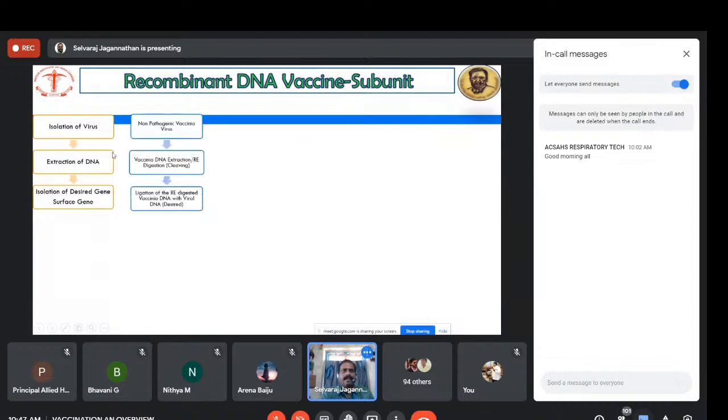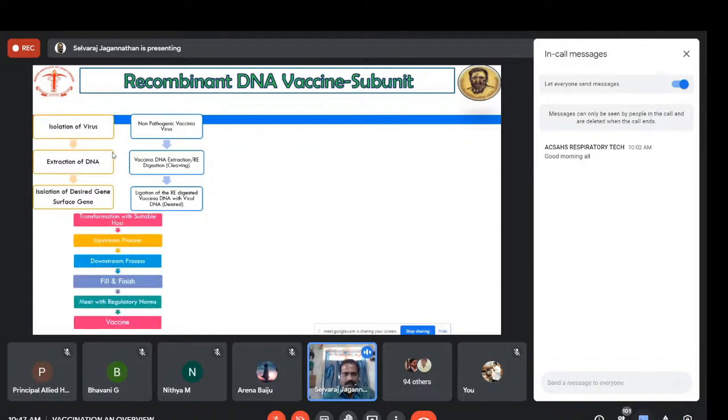Next, moving to the non-pathogenic vaccinia viruses. With that virus we go for vaccinia virus extraction, RE digestion, and final ligation into this vaccinia virus. Okay. This we transform into a suitable host, then upstream process, downstream, fill and finish. So this is the vaccine concept. It is currently available like the mRNA-based vaccine or the adenovirus vector vaccine, and the Sputnik vaccine is also in the same category.